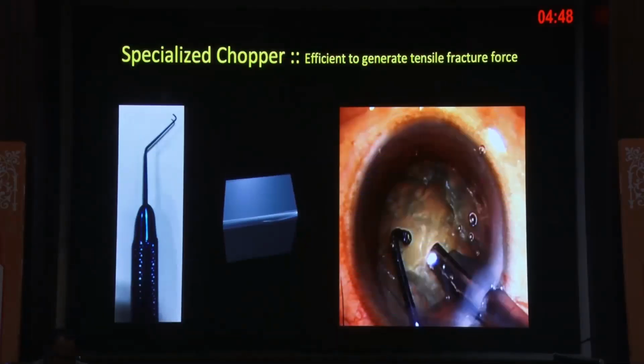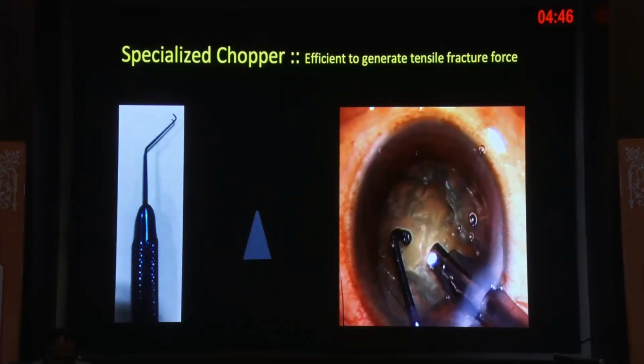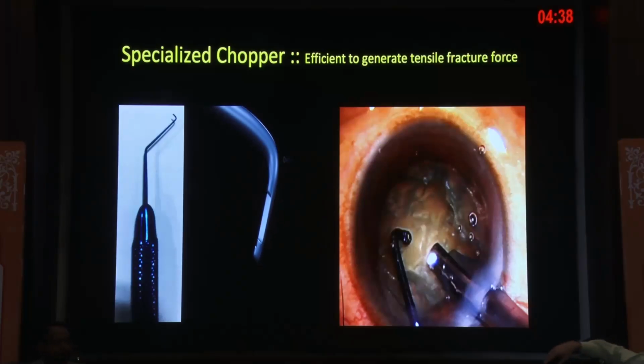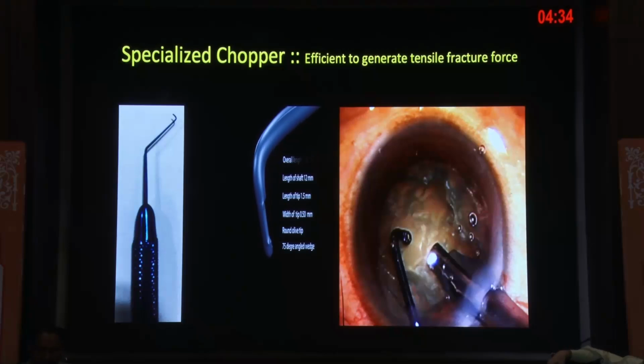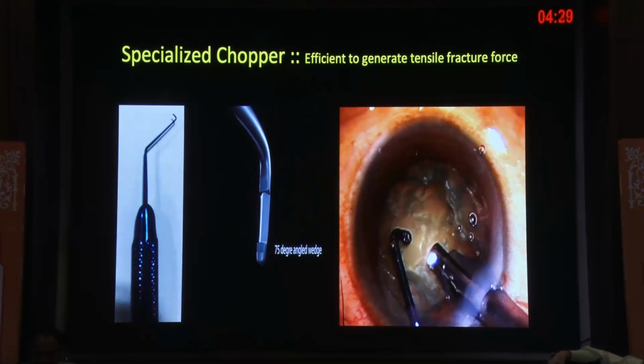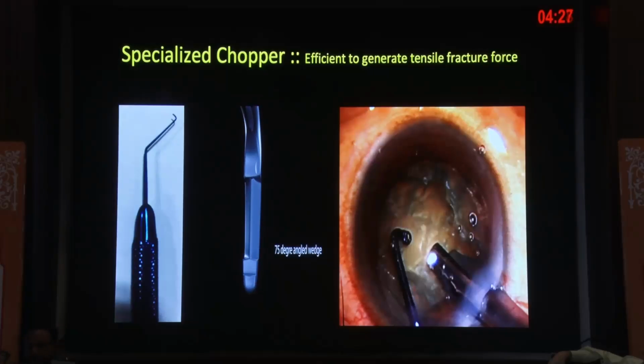What I suggest is this specialized chopper. This is very efficient to generate the tensile fracture force in the nucleus to break the nucleus. See the shape of the chopper. This is a wedge chopper. It has a ball-shaped tip. It's a round tip. It's not a sharp tip chopper, but its inner edge is sharp. The inner edge is wedge shaped. It's a triangular wedge shape.